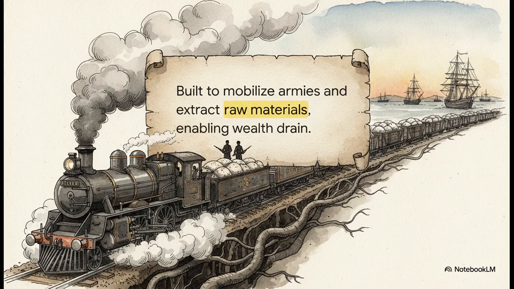But here's the thing. These weren't necessarily built to connect local markets or spur domestic prosperity. Not at all. They were strategically designed to mobilize the army rapidly and, crucially, to funnel raw materials from the vast interior directly to the major ports. The railways were literally the physical arteries enabling Nauroji's drain of wealth.